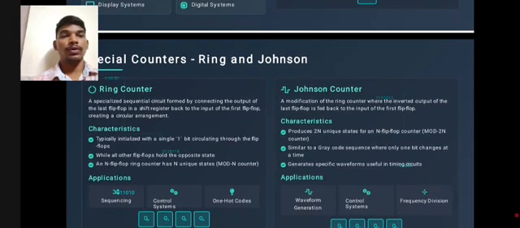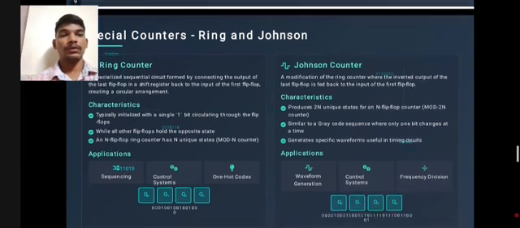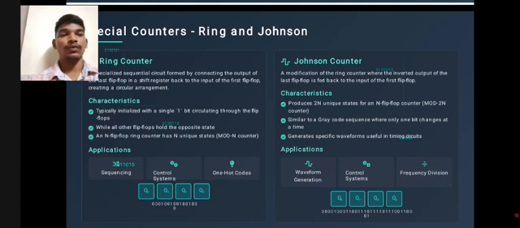Johnson counter, a modification of the ring counter where the inverted output of the last flip-flop is fed back to the input of the first flip-flop. Characteristics: produces 2N unique states for an N flip-flop counter. Mod 2N counter, similar to a Gray code sequence where only 1 bit changes at a time. Generates specific waveforms useful for timing circuits. Sequencing control system: hardcoded waveform generation.